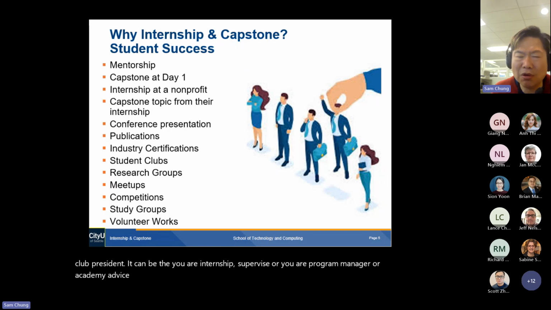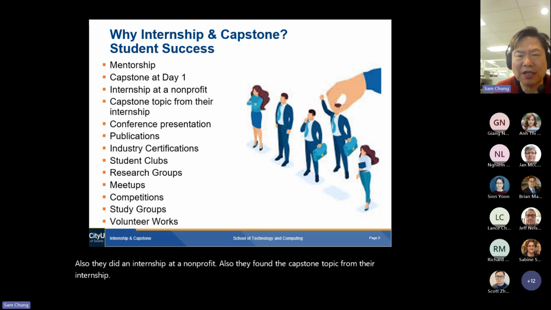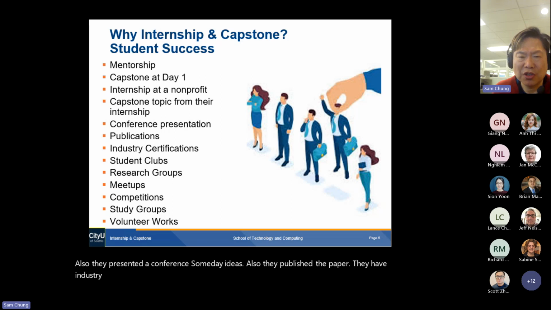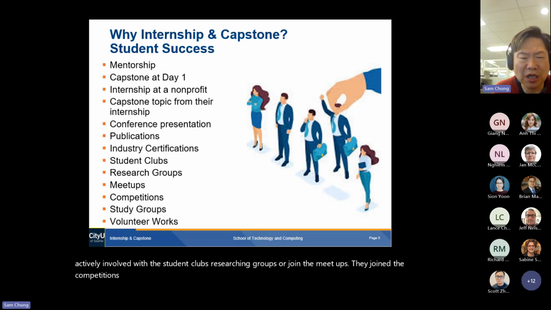Also, all of them had the same pattern. They started a capstone on day one. Also, they did an internship at a nonprofit. Also, they found the capstone topic from their internship. Also, they presented some of their ideas at a conference. Also, they published a paper. They have industry certifications. Usually they took three AWS certifications, and they got them. They were actively involved with student clubs, research groups, and also joined meetups. They joined competitions. They had their own study groups. Also, they did volunteer work.